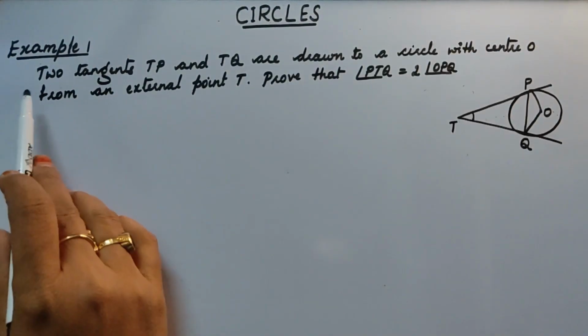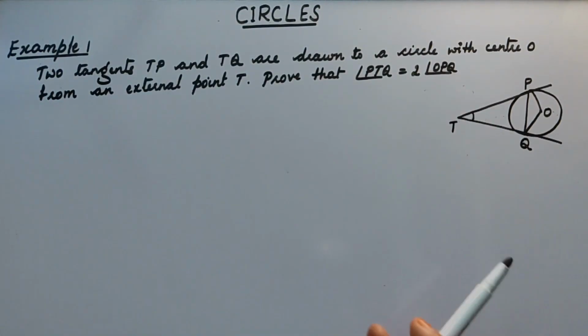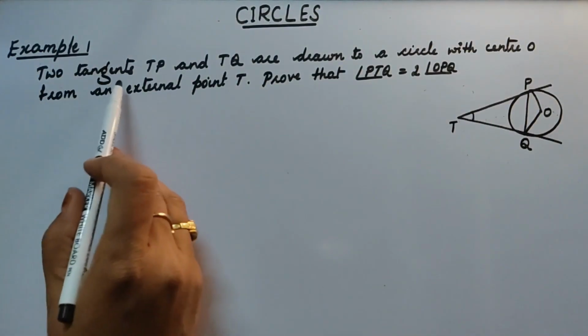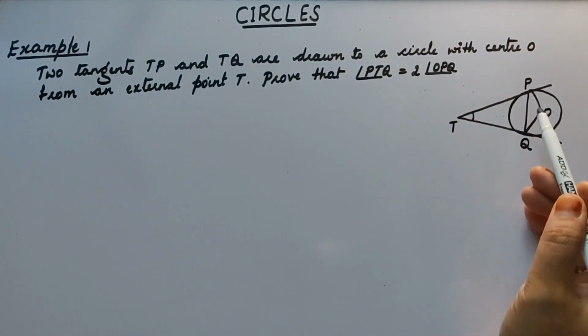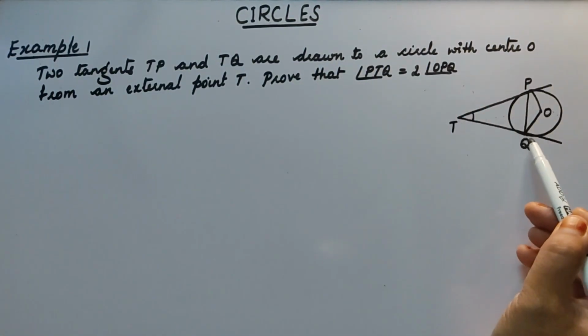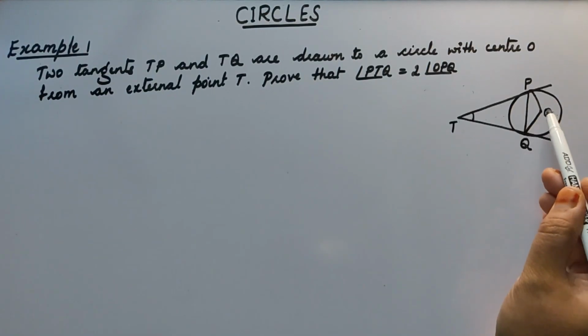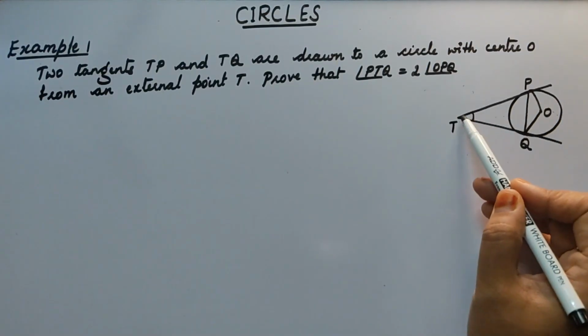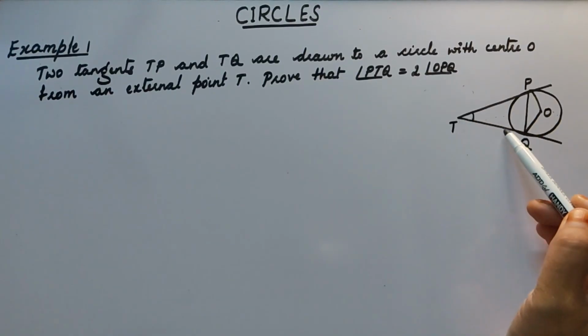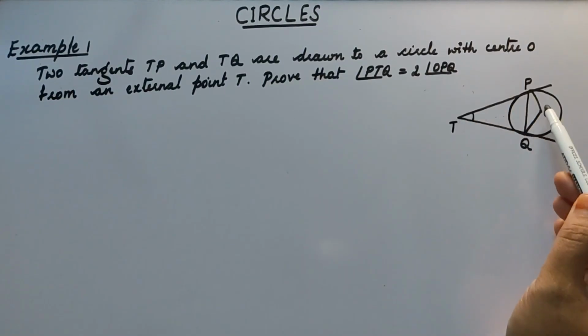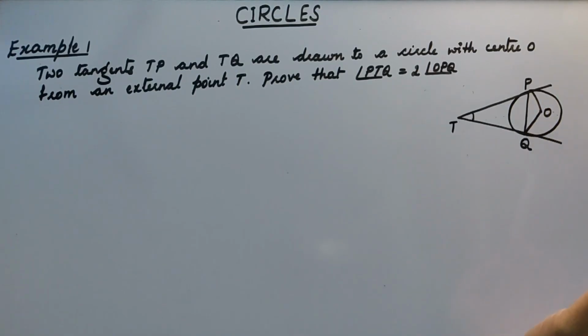Let us now study example sums. This is also very, very important, students. Two tangents TP and TQ are drawn to the circle with center O. TP and TQ are drawn to a circle with center O from the external point T. So we need to prove that angle PTQ is twice of angle OPQ.